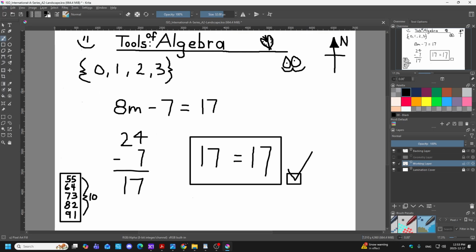So in other words, I should say this as well. What do they call that? Solution set. Our solution set would be 3. Okay? All right, let's do this.